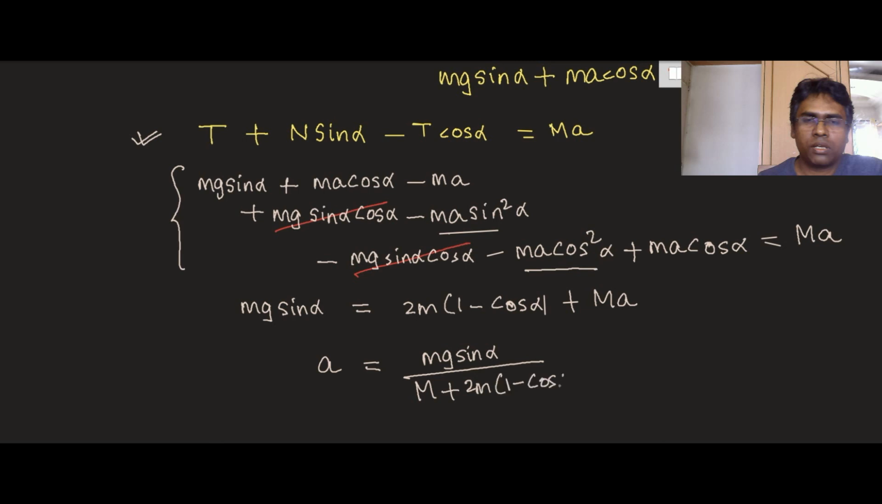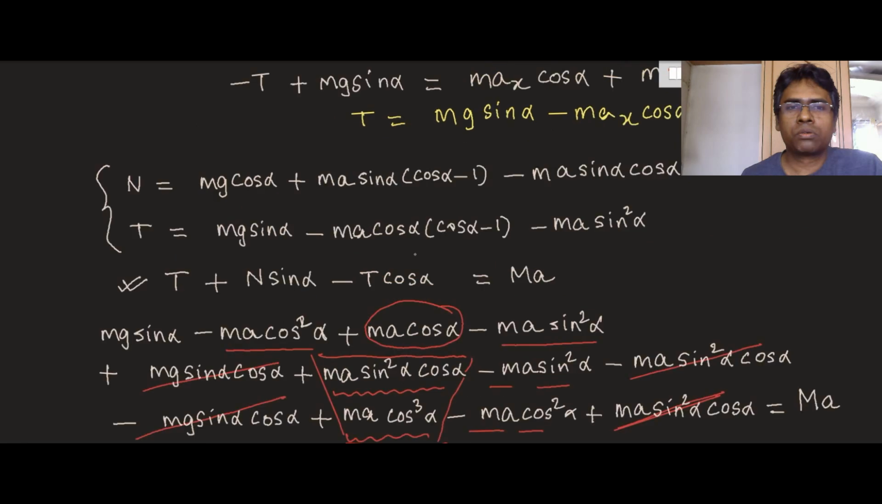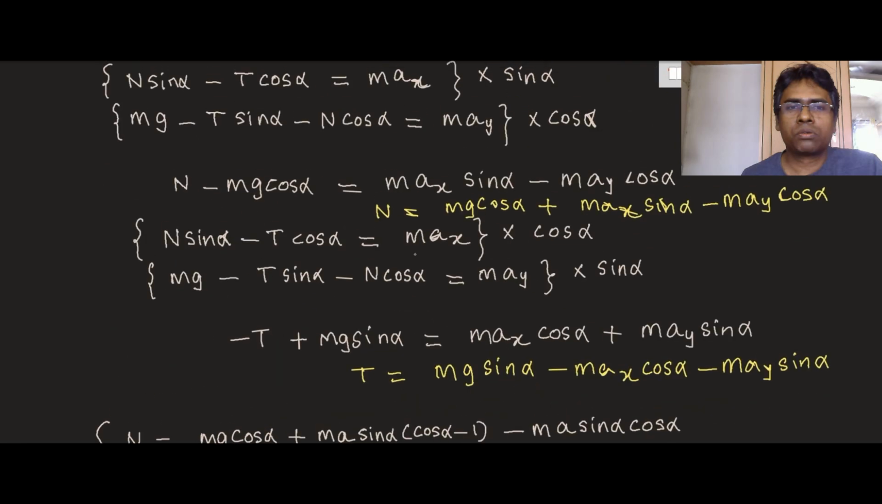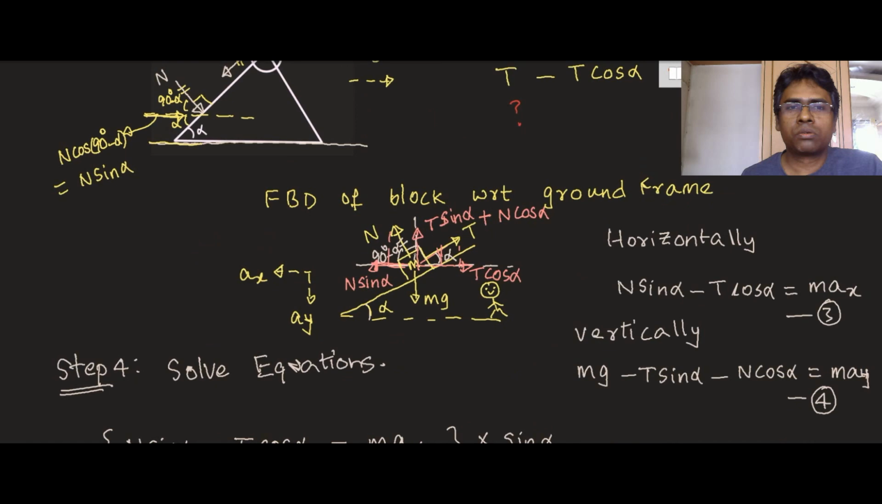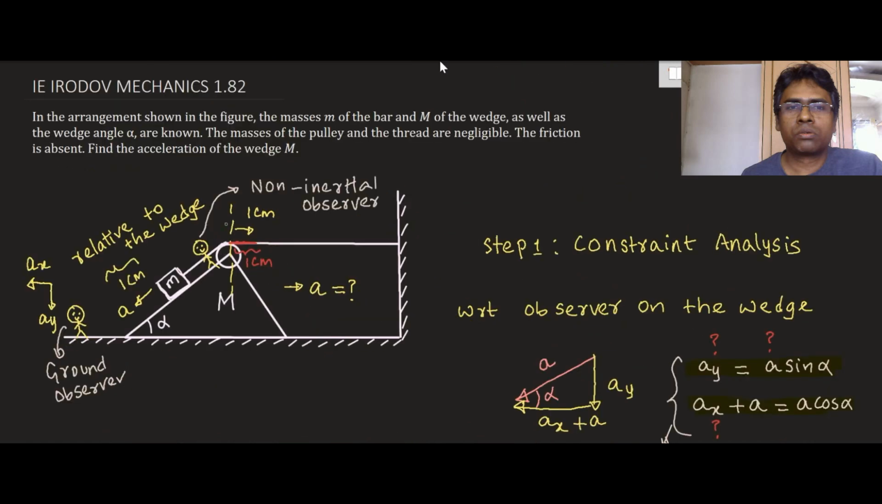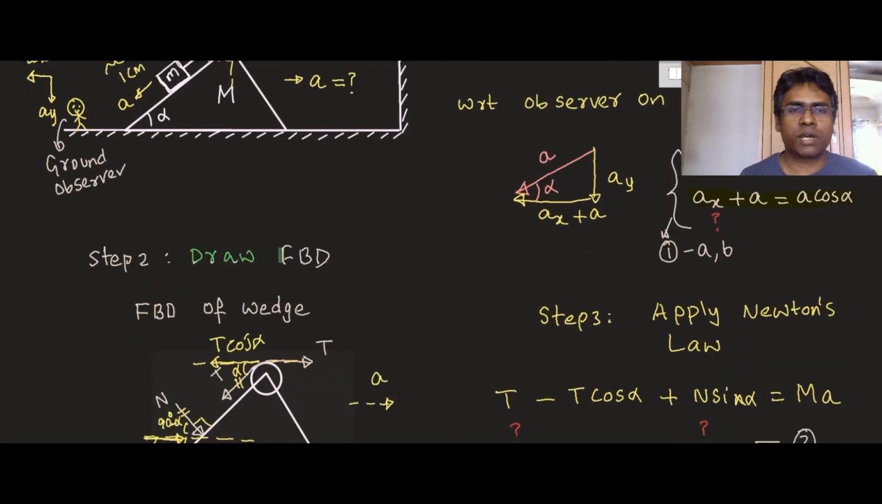I know this is quite a lengthy solution, but I think this is really a good problem to understand the concepts of Newton's laws of motion. So again I'll repeat these four steps. Step 1 is the constraint analysis, which is to relate the accelerations of the objects in the system. Step 2 is to draw a correct free body diagram.